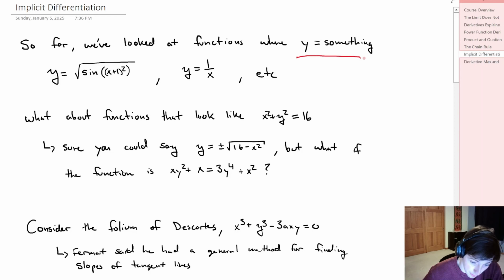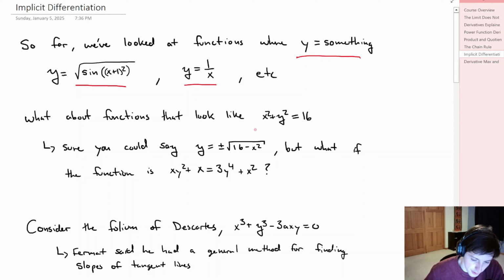So at this point we've looked at one thing with differentiation, and that was when y was equal to something. Now that something could be the square root of sine of x plus 1, that quantity squared. Y could equal 1 divided by x. Or y could equal a plethora of things, and we've looked at how to take the derivative of those functions.